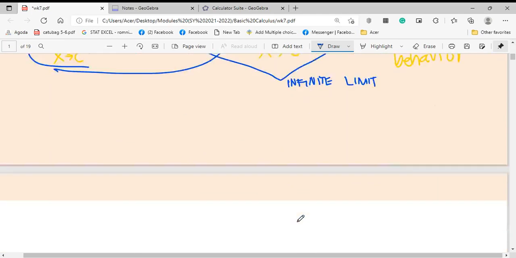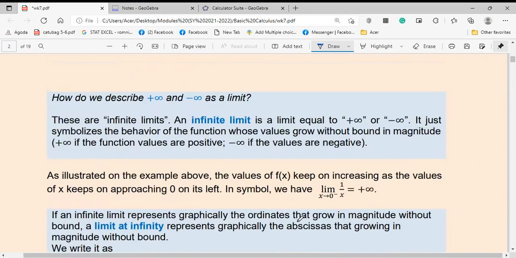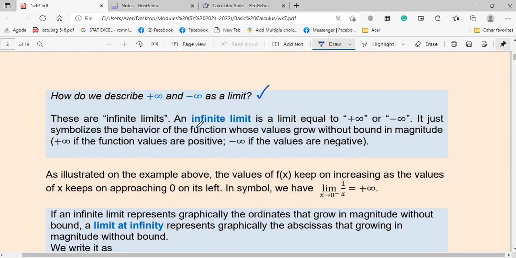Okay. Now let's go through. Now how do we describe positive infinity and negative infinity as a limit? Okay, these are infinite limits. Well, an infinite limit is a limit equal to positive infinity or negative infinity. It just symbolizes a behavior of the function whose values grow without bound in magnitude. Well, positive infinity for positive values and negative for negative values.